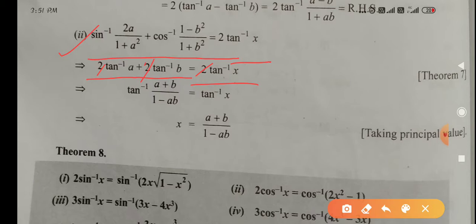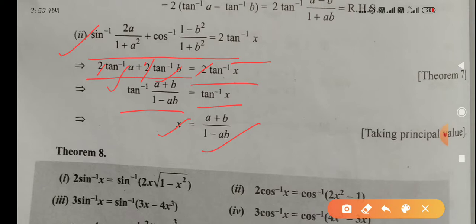Pay attention to this. Now tan inverse a plus tan inverse b, you can apply the property: tan inverse of a plus b upon 1 minus ab, and here only tan inverse x remains. Now you make the comparison. So x equals a plus b upon 1 minus ab. This is the answer, means the value of x.